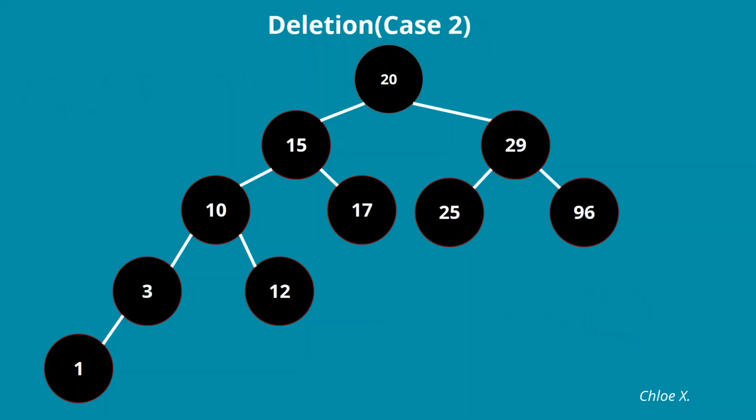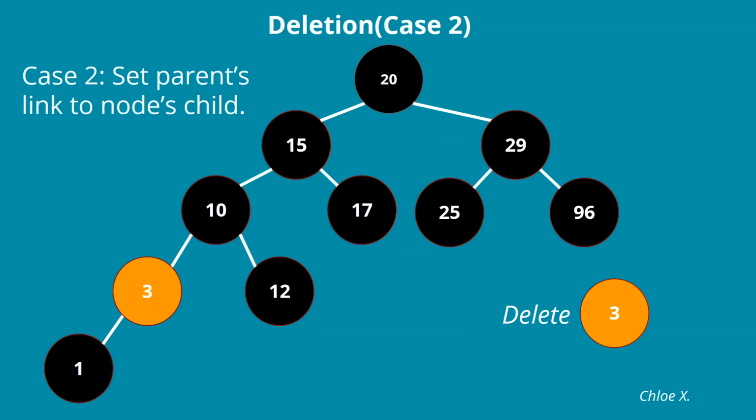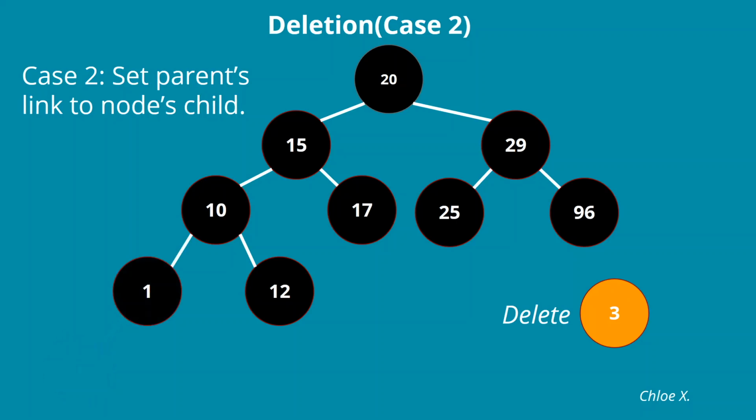Alright, let's go over deletion case 2. Say we want to delete 3. Let's locate 3 in the tree. 3 is case 2 because it has one child, so we set parent's link to node's child. As you can see, we skipped over 3 and thus have removed it from the tree.